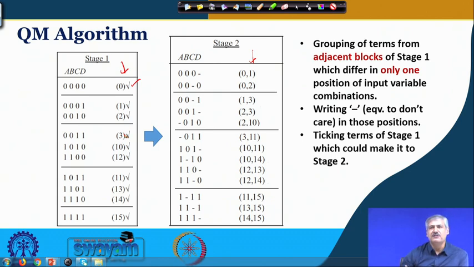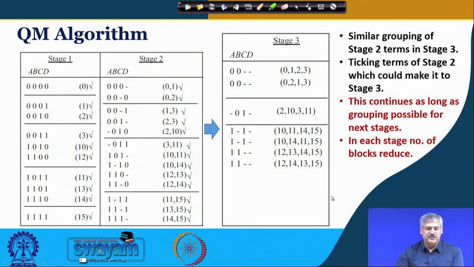Okay. For a particular function or truth table, it might be possible that an entry is not able to combine, because it is not changing in one position. So, it will not be ticked. It will just remain there. So, what is its significance? We shall discuss that a little later. So, we have completed stage 2.